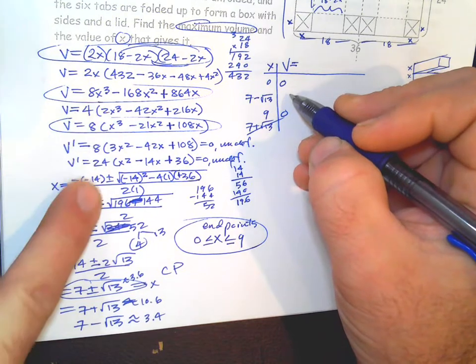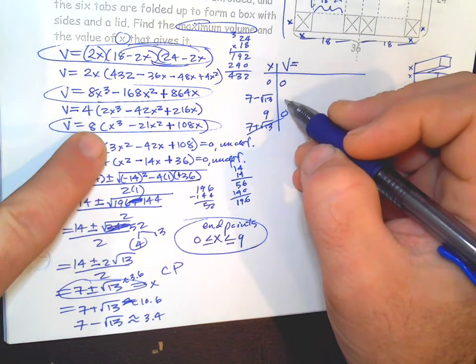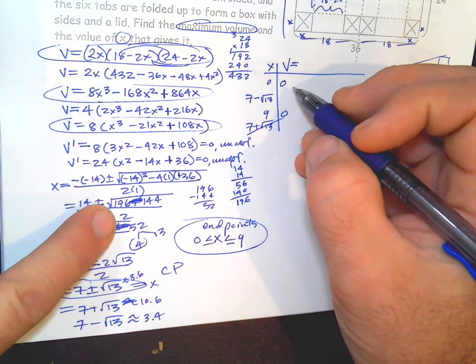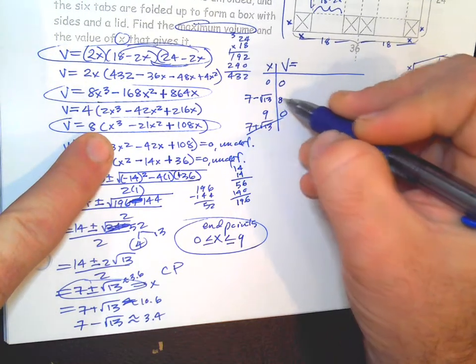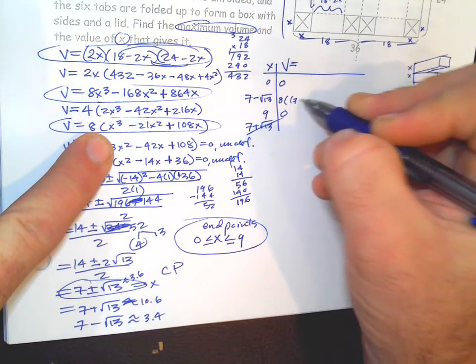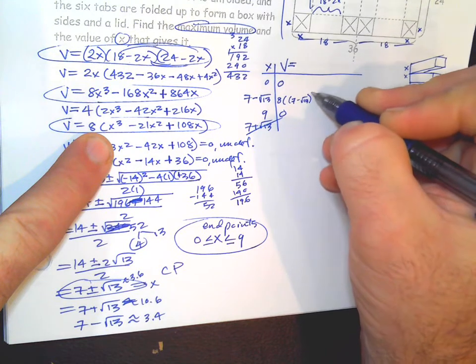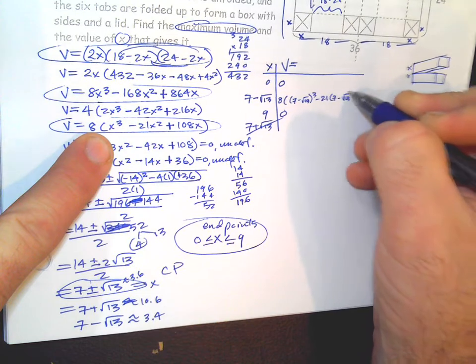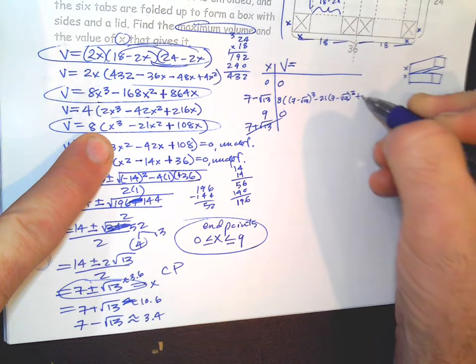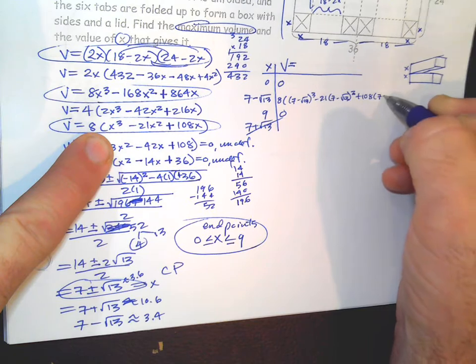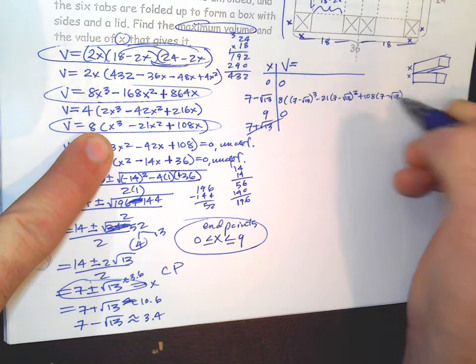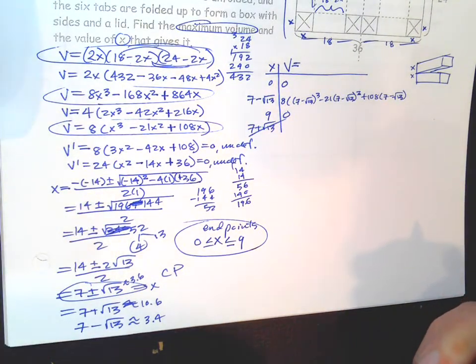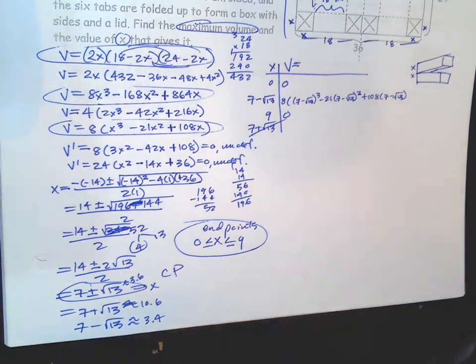This one's going to be kind of messy because you'd have to plug this into this equation. So it's going to be 7 minus root 13 cubed minus 21 times 7 minus root 13 squared plus 108 times 7 minus root 13. So this is going to be ugly. I'm pretty sure it's going to be a positive. It should come out as a positive number. But where's my graphing calculator?